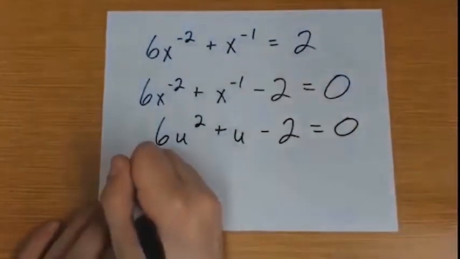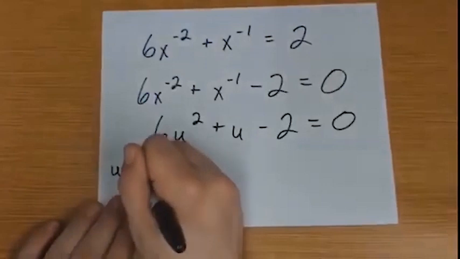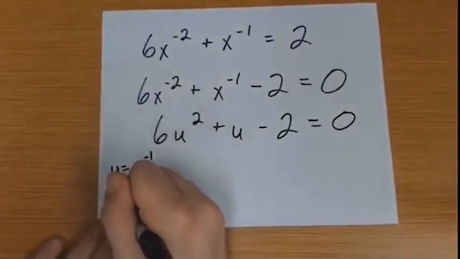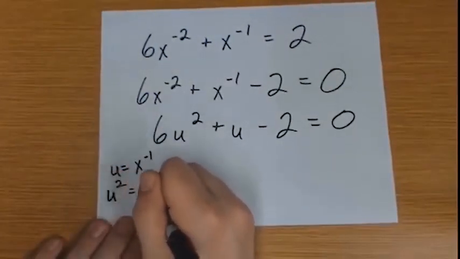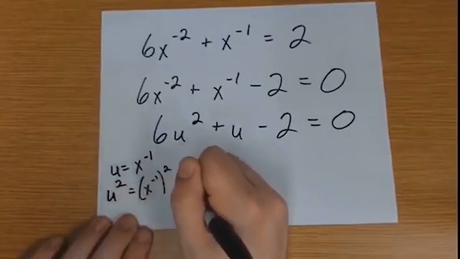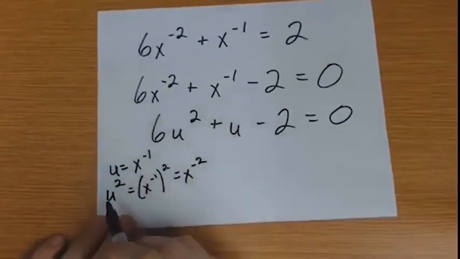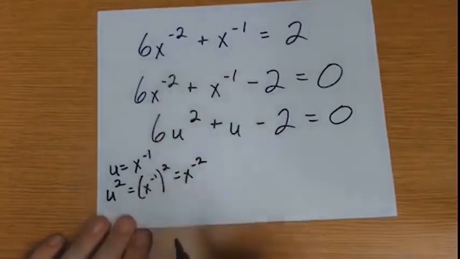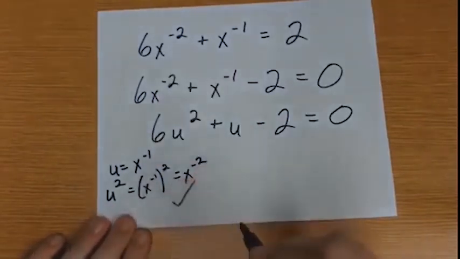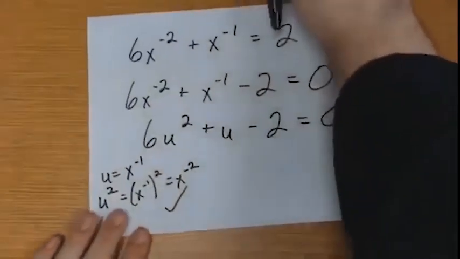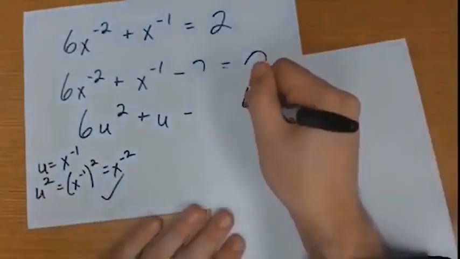But in order for that to work, u is x to the negative 1, and let's check what that is squared. That would be x to the negative 2, and yes, u squared did replace x to the negative 2. So this is a valid u substitution.